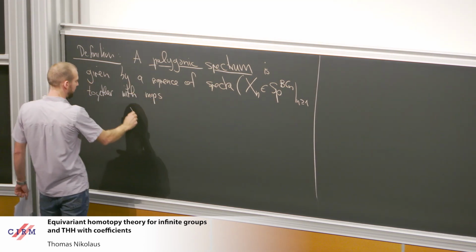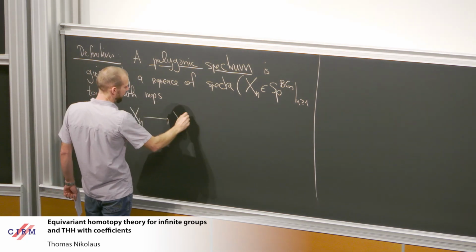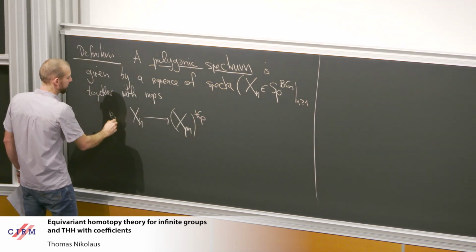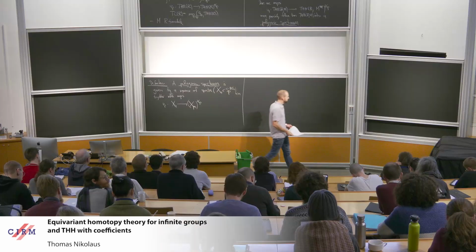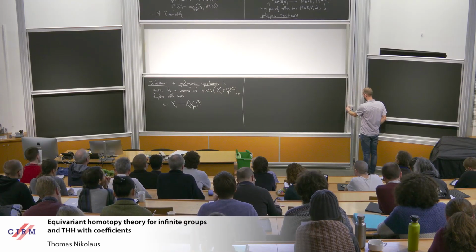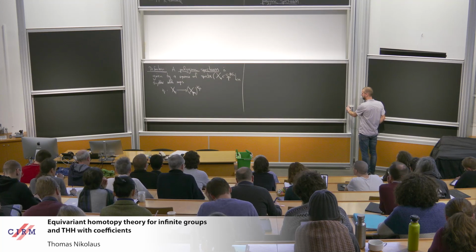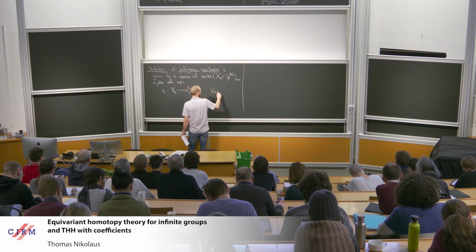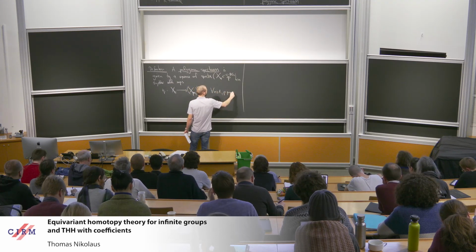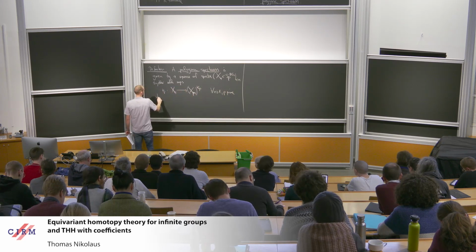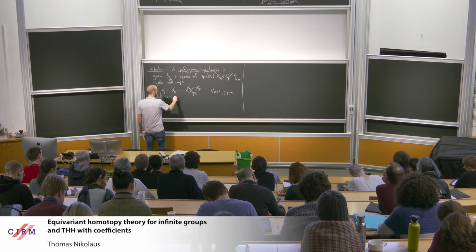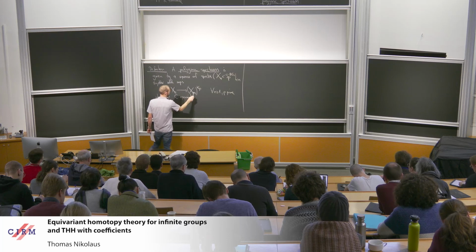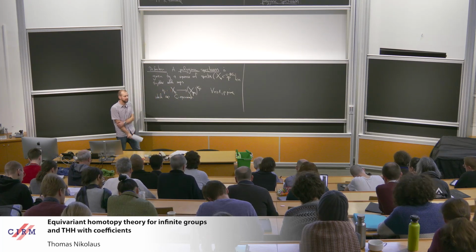with this Frobenius map from X_n into X_{pn}^{tC_p}, which I call phi_p, for every n larger or equal 1, every p prime, which are C_n-equivariant. Right, so that's the definition.